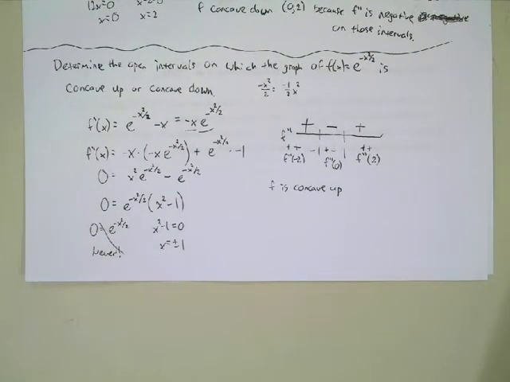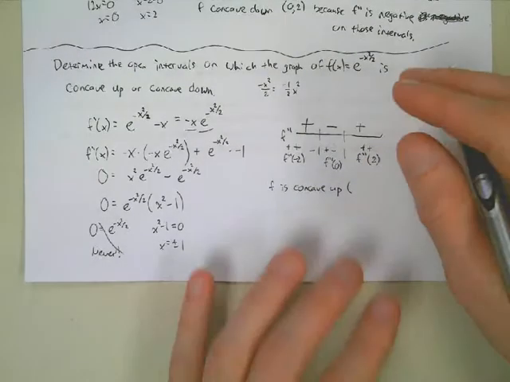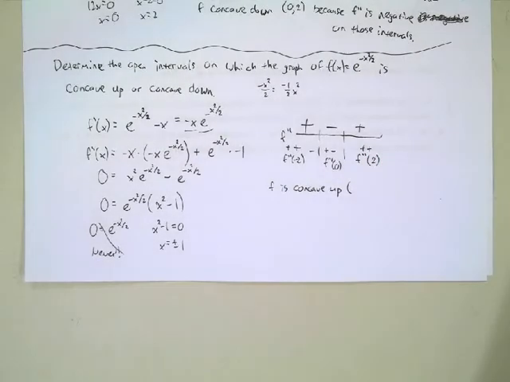All right. Concave up for what intervals here? Yeah, -2. Sorry, Brittany, yeah? Negative infinity to -1, union.